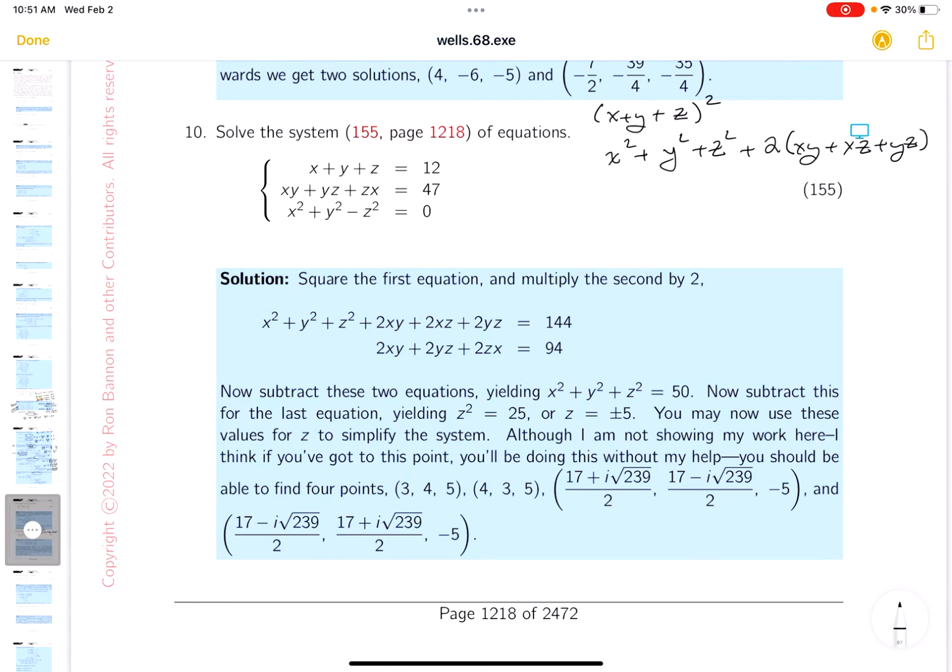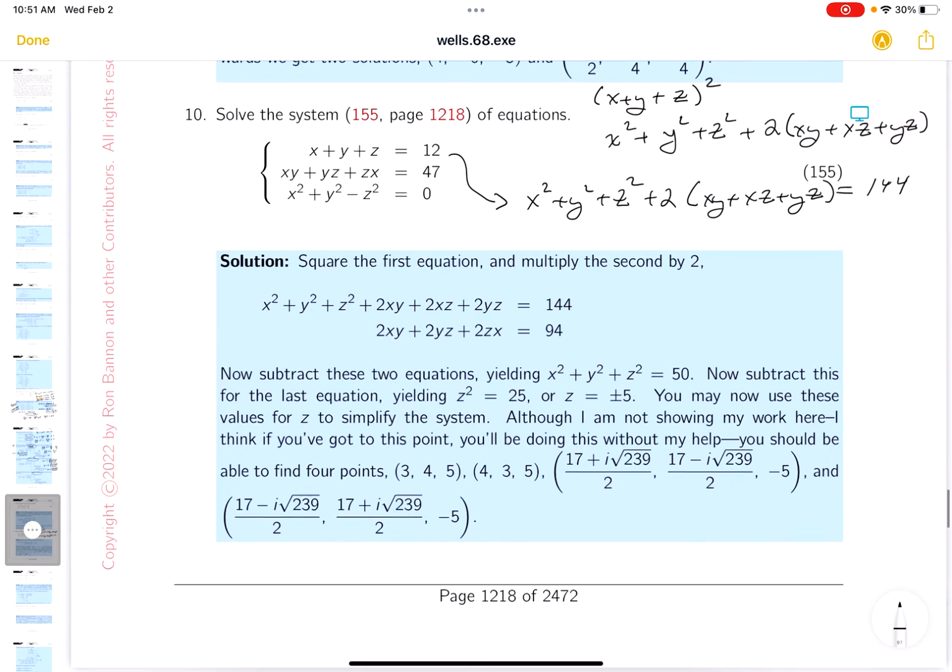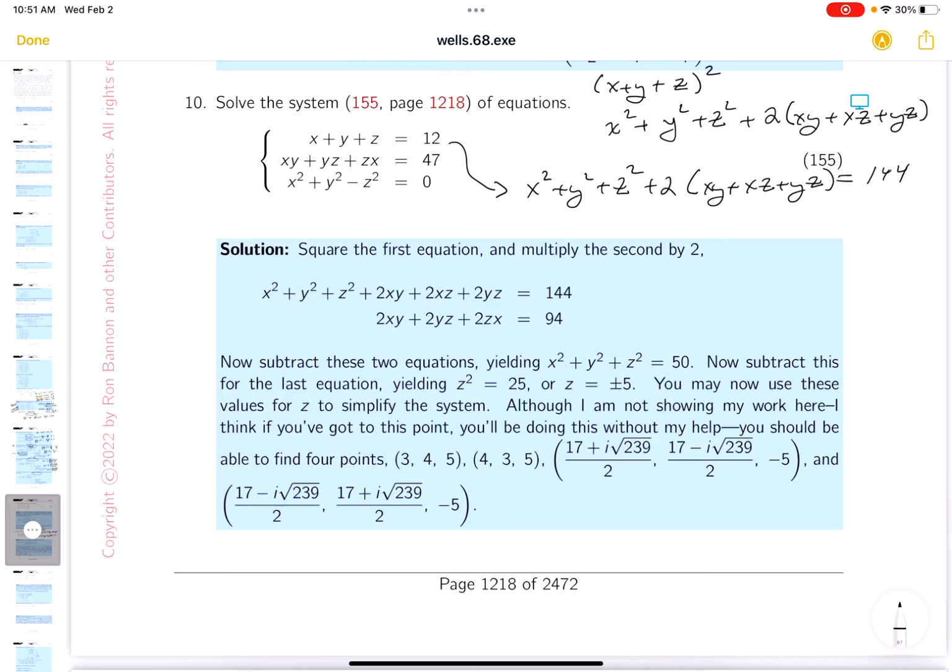So someone says, why would you do that? I see it in the second equation. So let's go through this over here. If you square this, you get x squared plus y squared plus z squared plus 2 times xy plus xz plus yz equals, well, what's 12 squared? 144. Obviously that's pretty easy to do, but again, following instructions, what they're saying to do.